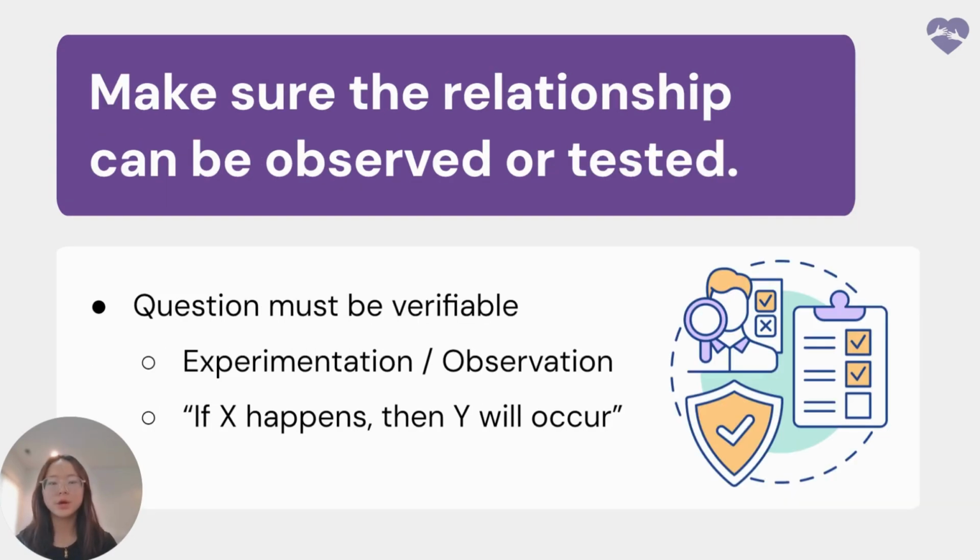It's equally important to ensure that the relationship you're investigating can be observed or tested. A strong research question must be verifiable, meaning it can be confirmed or disproven through experimentation or observation. As you frame your hypothesis, think about how you can test the relationship between your variables. One effective approach is using a clear testable structure, such as if X happens, then Y will occur. This format provides measurable outcomes, making it easier to observe and analyze the results in your research.